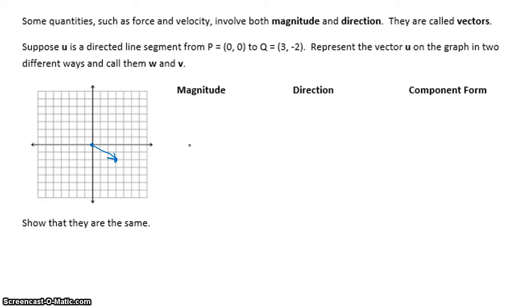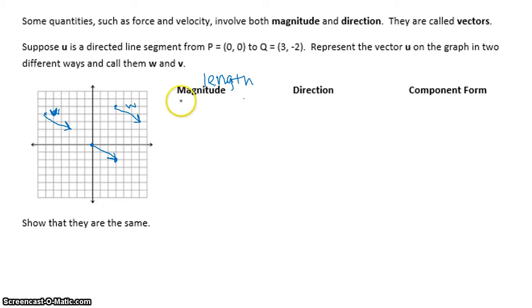Represent the vector u on the graph in two different ways and call them w and v. Right, so what makes it the vector is the magnitude, or its length, and the direction it's going in. So this one started and went down to right 3, so I could start up here and go down to right 3. That could be one vector. I could start over here and go down to right 3. That would be another vector, v. Those would all be the same because it doesn't matter where they're located, it just matters how long they are and in what direction they're going.